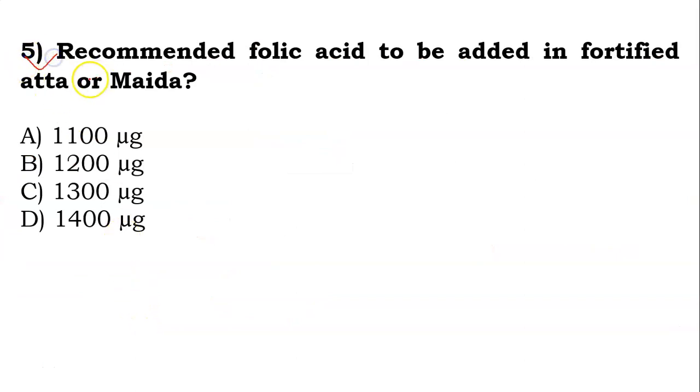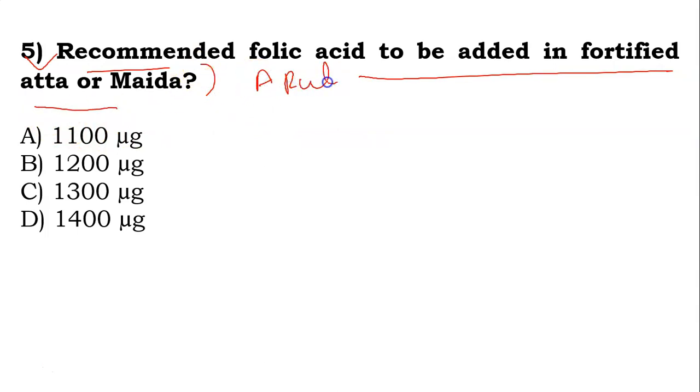Now the fifth question is, recommended folic acid to be added in fortified atta or maida as per the rule defined under the Food Safety and Standards Authority of India. You have to identify what should be the content of it. Your options are 11,000 microgram, 12,000, 13,000 microgram, 14,000 microgram.